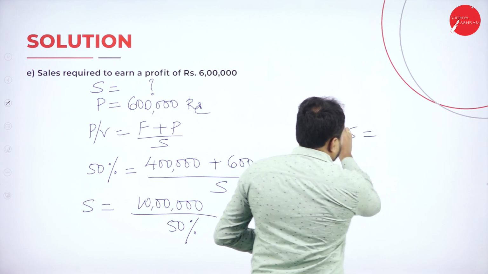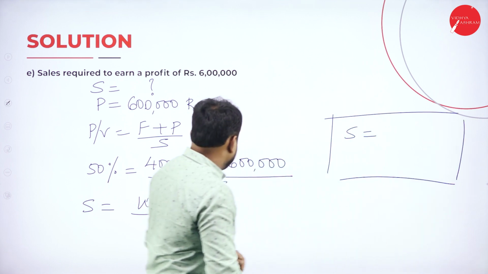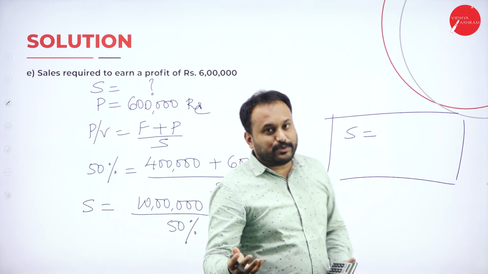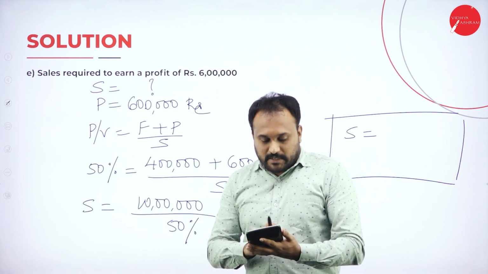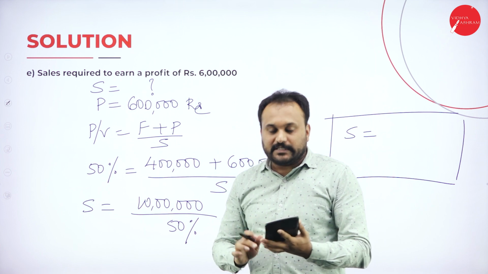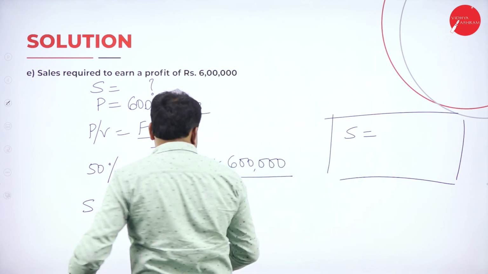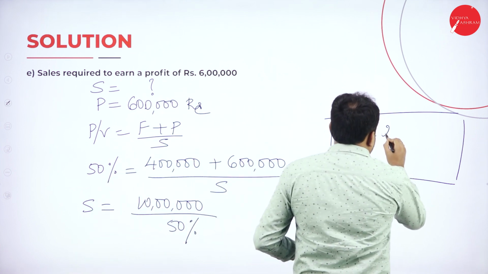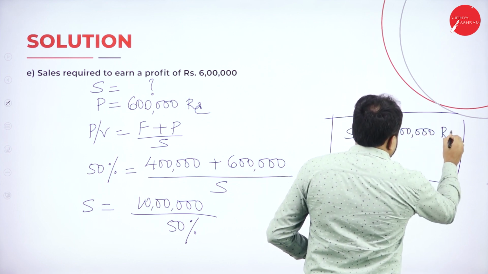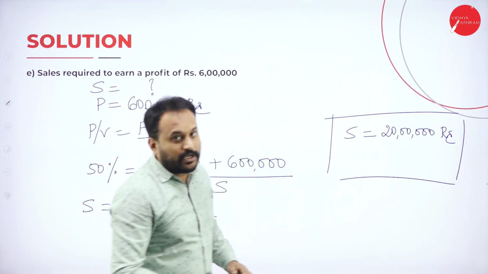Sales is equal to, put this here. Now 10 lakh divided by 50%. So it is double, it is 20 lakh. So we'll go with this. 10 lakh divided by 50% is 20 lakh, what I said. So here we got 20 lakh rupees. So sales also we got it.